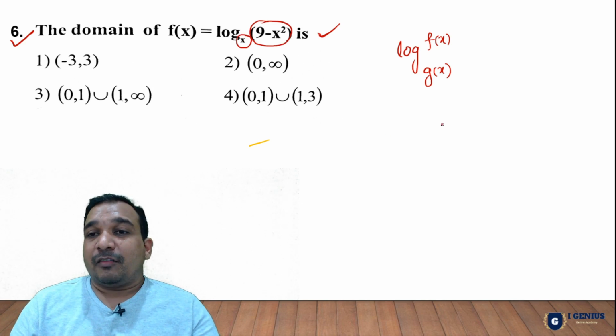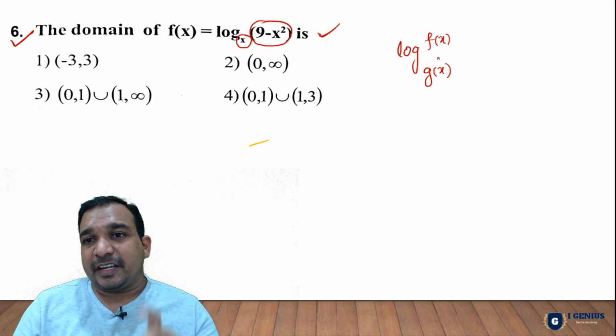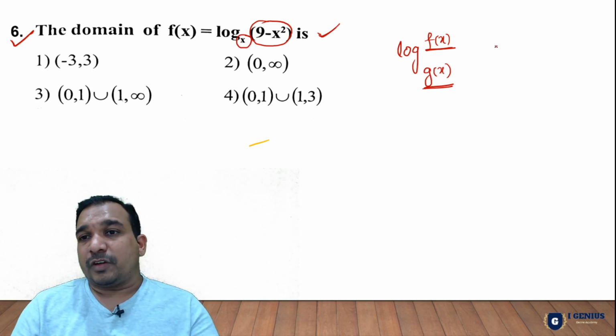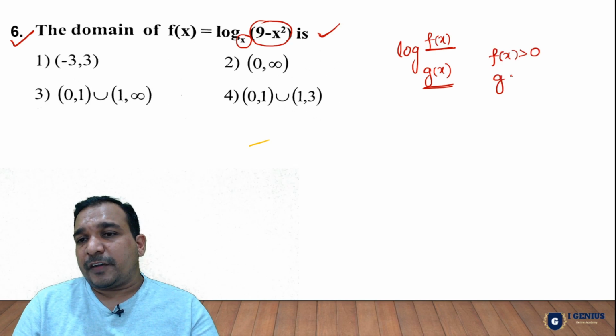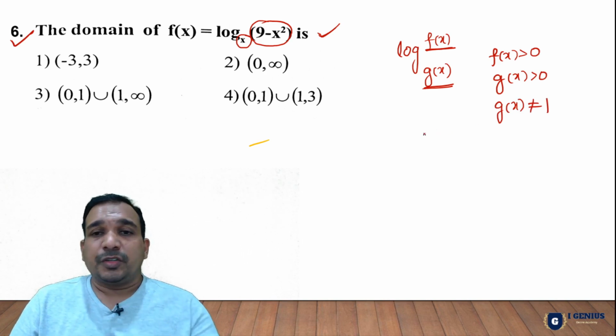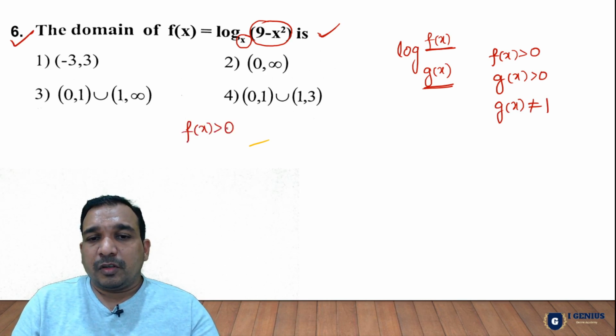But what are the conditions such that the logarithm function is well defined? Then f of x is greater than 0, g of x is greater than 0, and g of x is not equal to 1. That's what I am writing: f of x greater than 0, g of x greater than 0, and g of x not equal to 1. These are the conditions. One by one we are going to solve them now. First one, f of x must be greater than 0. What is in the place of f of x?